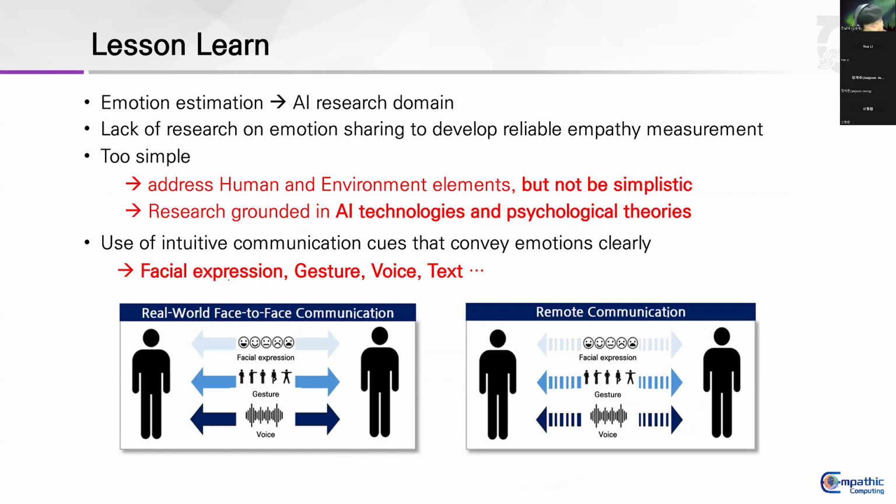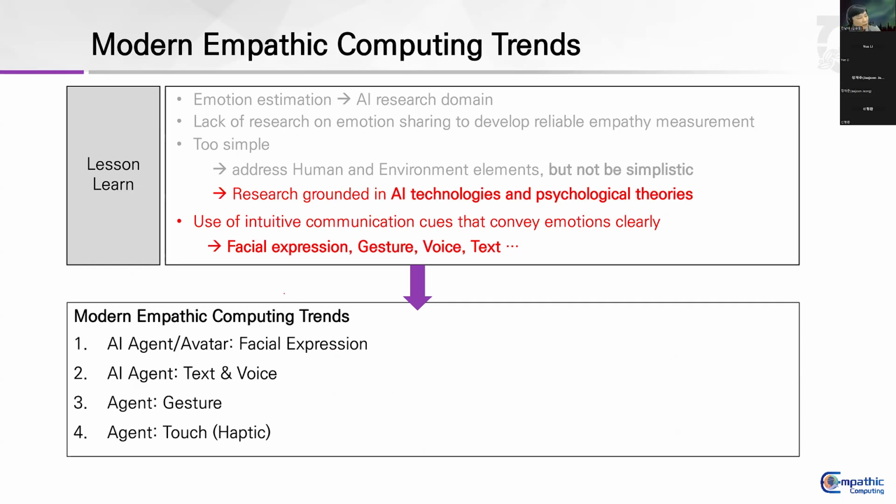So I thought the communication cue for empathic computing should be the one we usually use, because that's what we have done until now, and these are the ones we can encode and decode better than other communication cues. So I thought facial expression, gesture, and voice are the main communication cues in empathic computing. With the help of AI, we can create facial expression, and we can make a voice and gesture, and also some haptic effect.